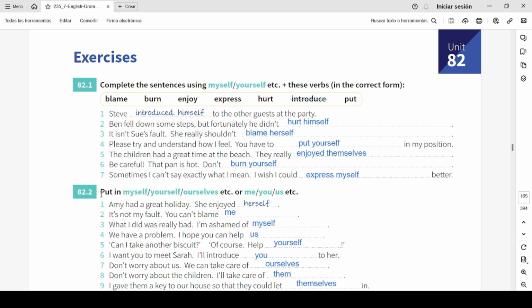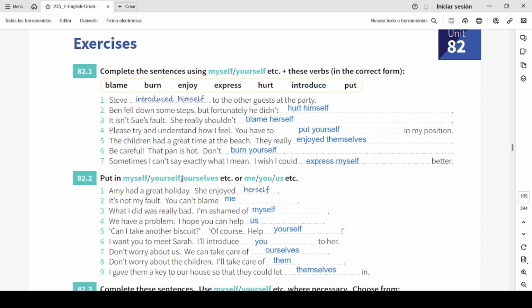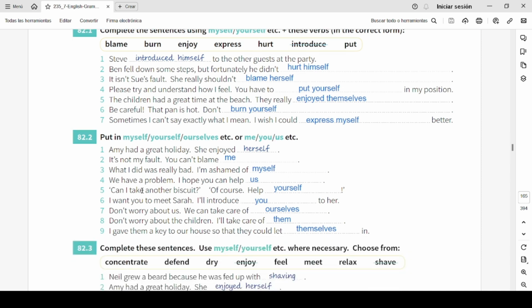The next one: sometimes I can't say exactly what I mean. I wish I could express myself better, right? So in that sense it is clear. Okay, next one, 82.2. Put in myself, yourself, ourselves, etc., or me, you, us, right?